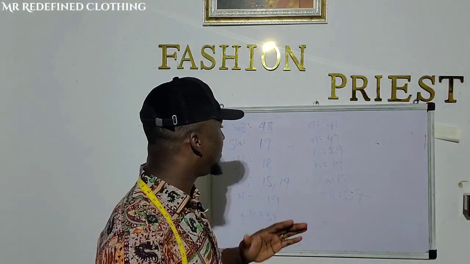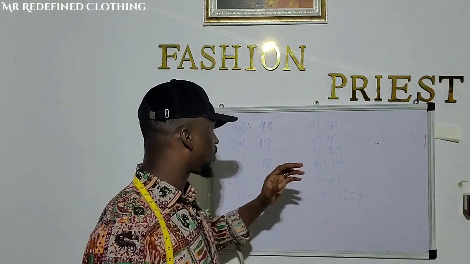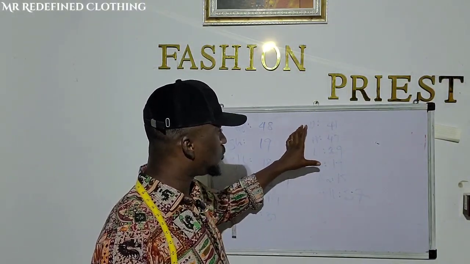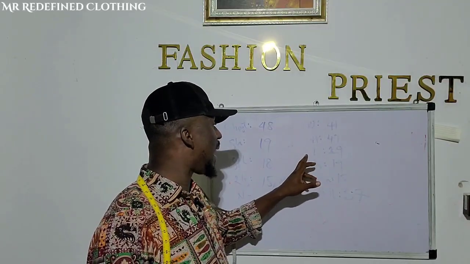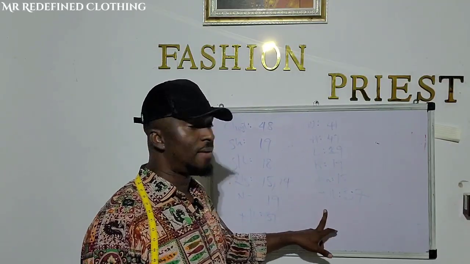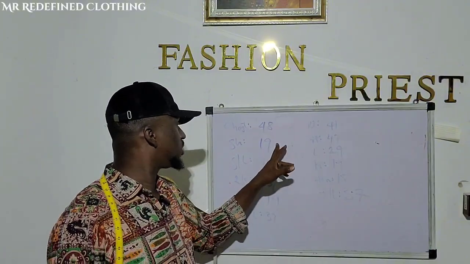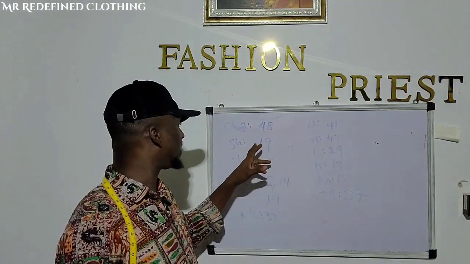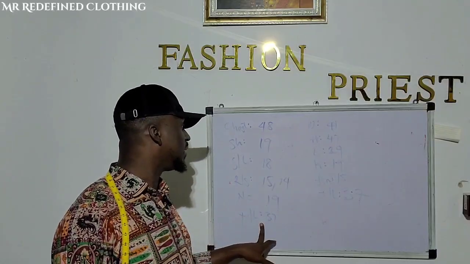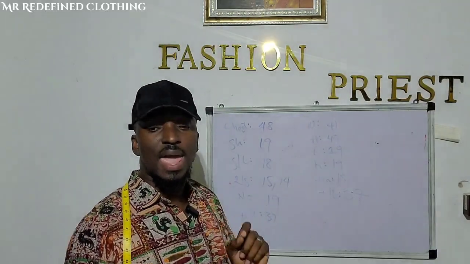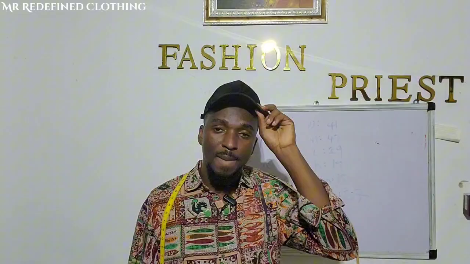Having said this, you should also know that you must measure these areas accordingly: the waist, the hip, the lap, the knee, the ankle, and the trouser length. Then for the top, you have the chest, shoulder, sleeve length, round sleeve, neck, and top length.